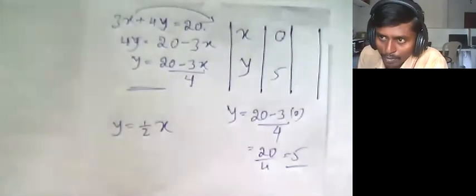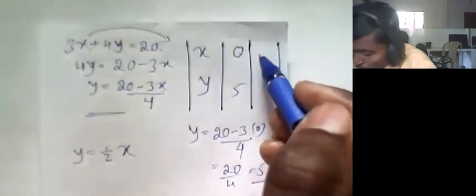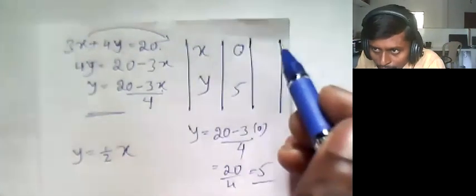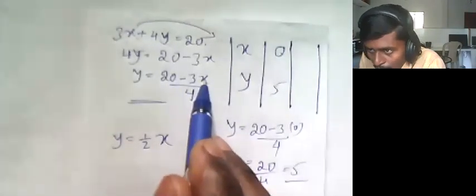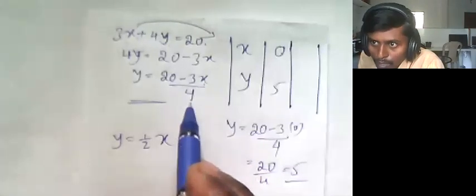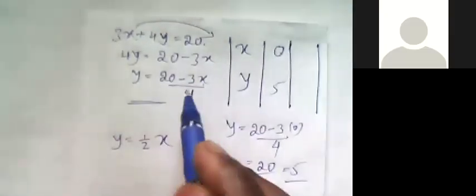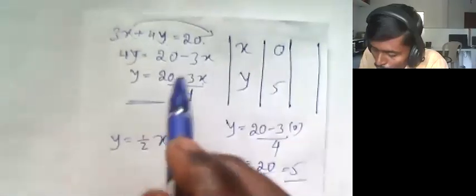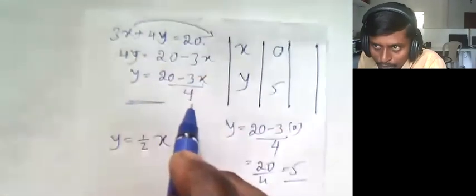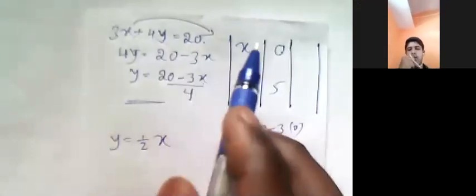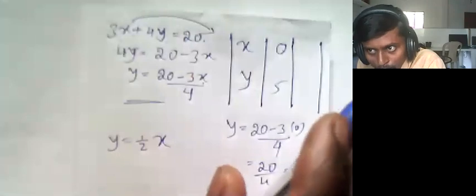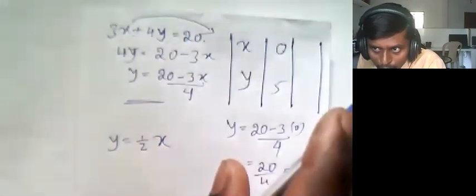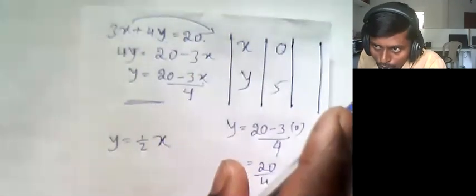Right, 5. Next, put x is equal to 1. What happens? Just calculate simply. x is equal to 1 means 3 into 1 is 3. 20 minus 3 is 17, so 17 by 4. It is difficult to mark the point on the graph sheet, so leave that value. We should not consider it. You should always consider whole numbers. Do not consider decimal values.